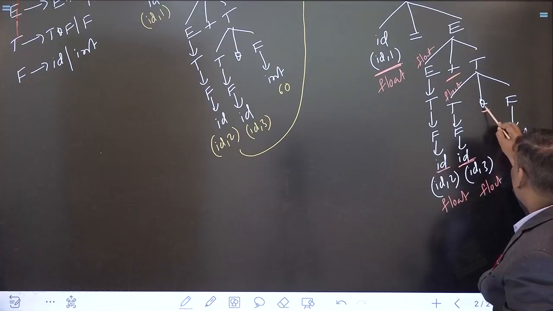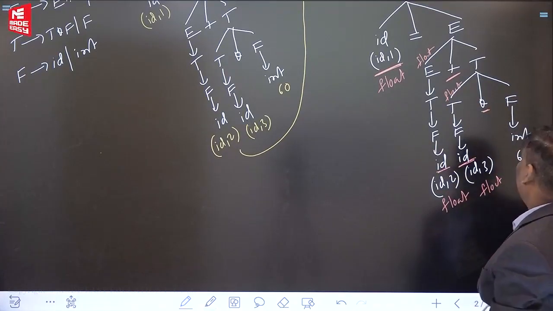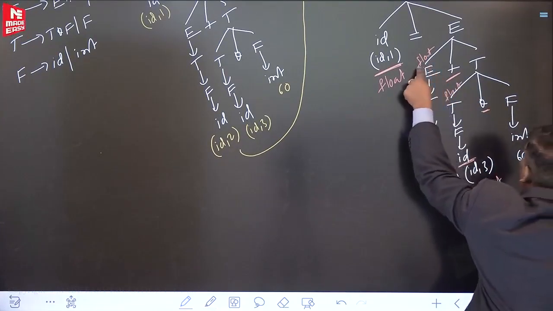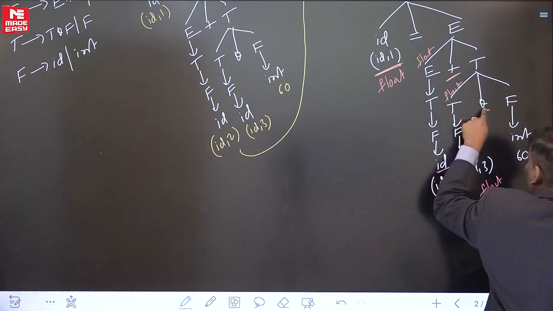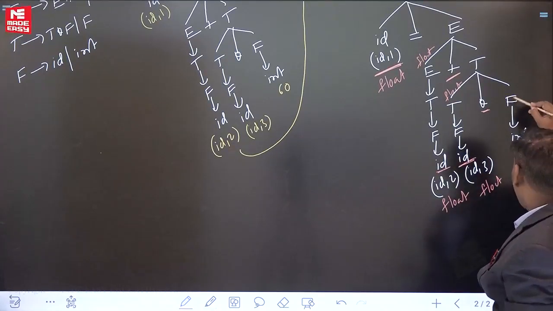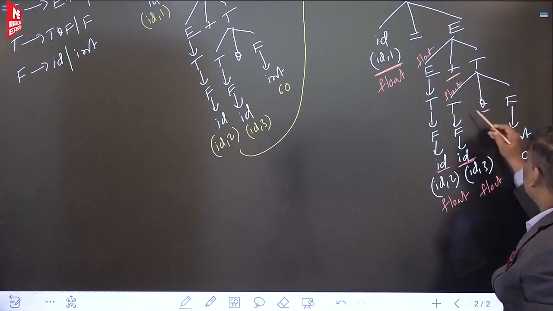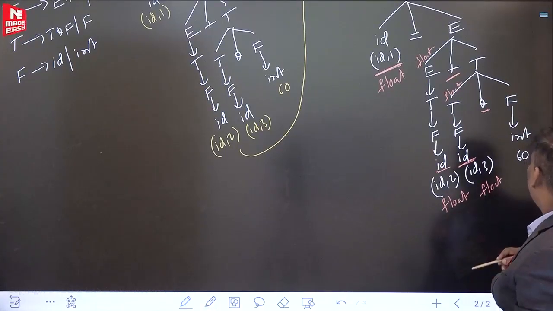But one thing: to do this multiplication operator, two operands are required. Left is already float, right also float is required. To do this plus, left is already float, right also float is required. To do this star, left is float, right also float is required. Let me check here. F goes to into, right? I think left is float, but right is integer.